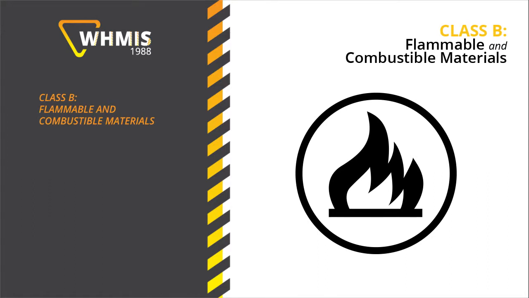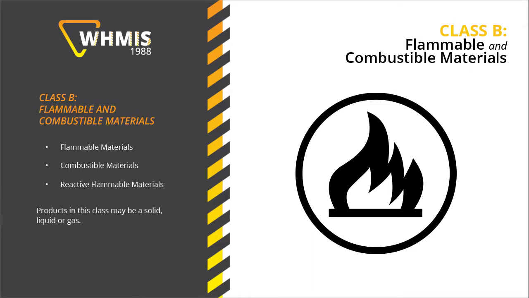The second classification is Class B, flammable and combustible materials, which includes flammable, combustible, and reactive flammable materials. Class B has divisions 1 to 6. The hazard symbol is a flame with a line under it inside a circle. Products in this class may be a solid, liquid, or gas.